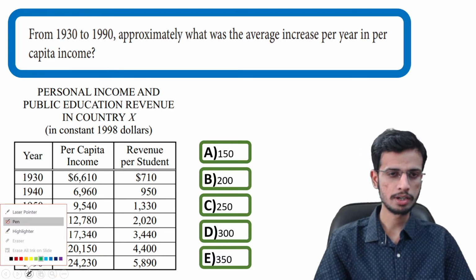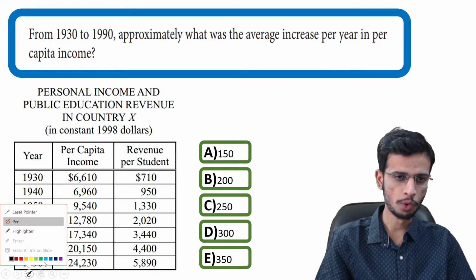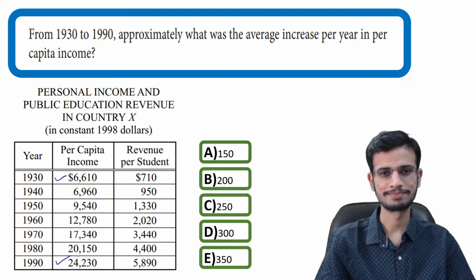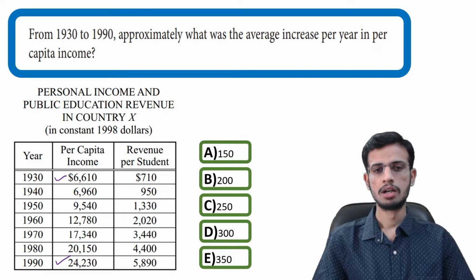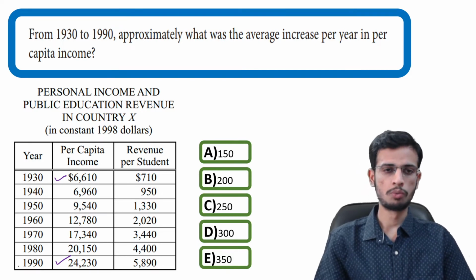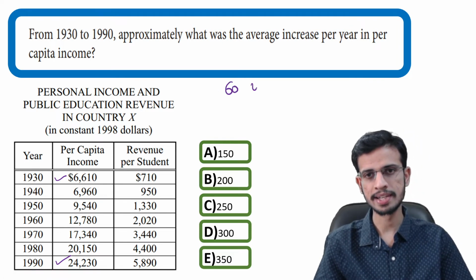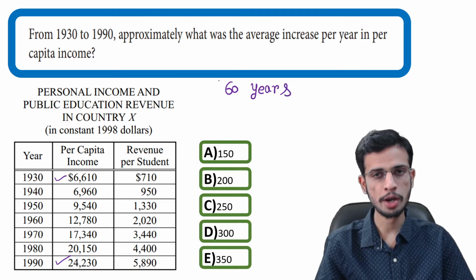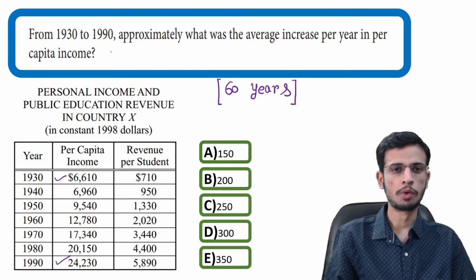So we want per capita income of 1930. We want per capita income in 1990. It is 6,610, and for 1990 that is 24,230. So what is this increment? This span is of 60 years, right? 60 years we can say. Because we have to find average. First we have to find increment. So what is this increment?